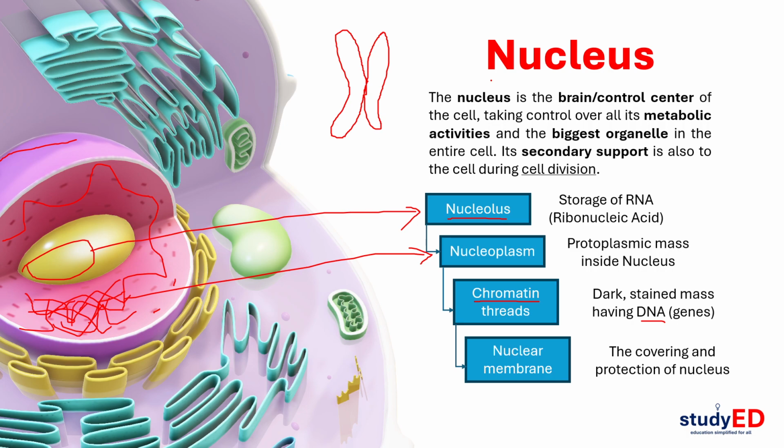Finally, we have the nuclear membrane. Similar to the outermost covering of the cell, this is basically the protective outer covering of the nucleus. So this is nothing but the nuclear membrane. So that's it for the nucleus. Let's move on.